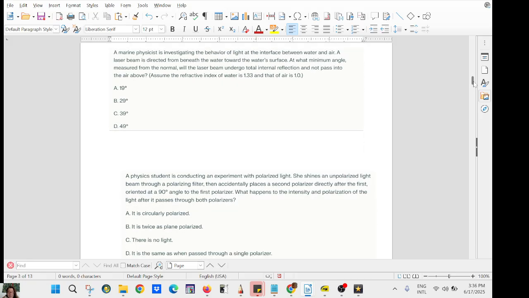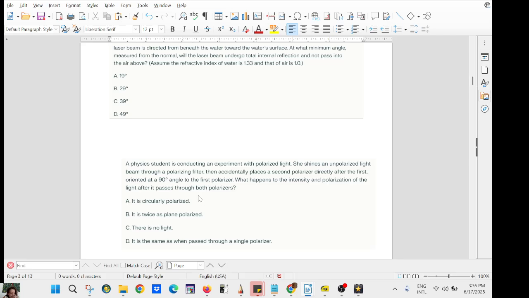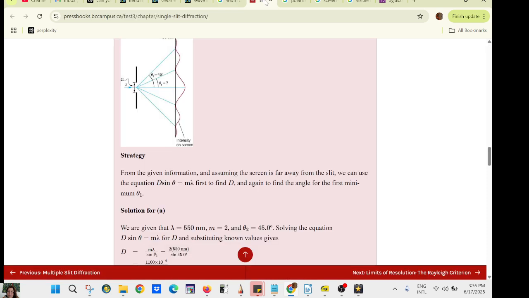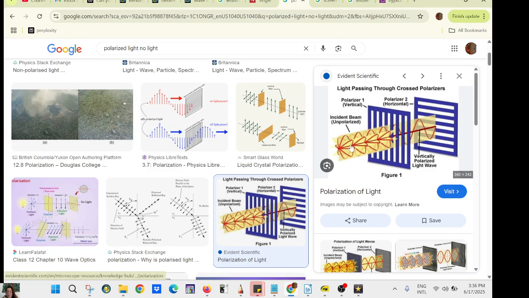Okay, so polarized, unpolarized. You can look at the question. So again, it's the wave property of light. Light will vibrate in all directions, all random directions. So if you put a polarizer here, you're going to force the light to vibrate only in one direction, in one plane. And if you have a second polarizer, it's going to be blocked.